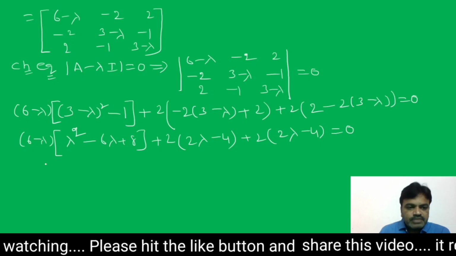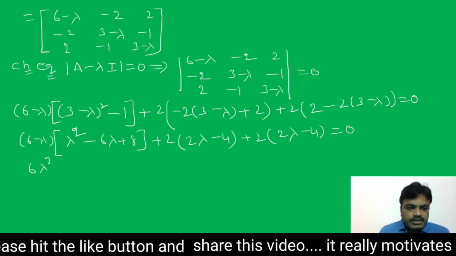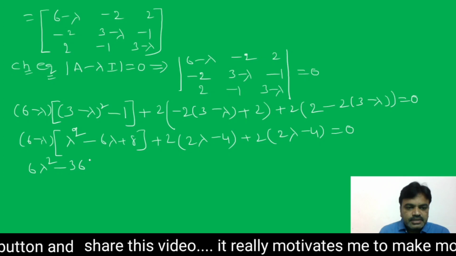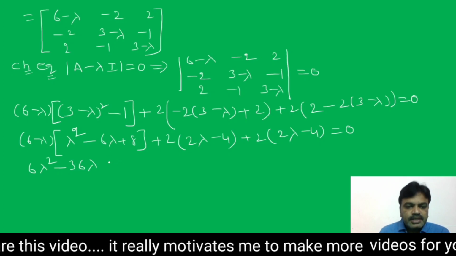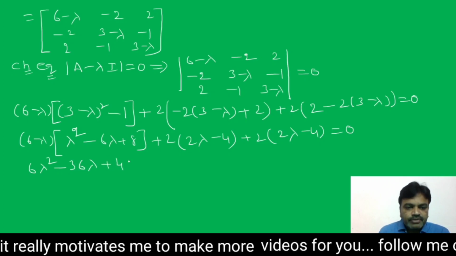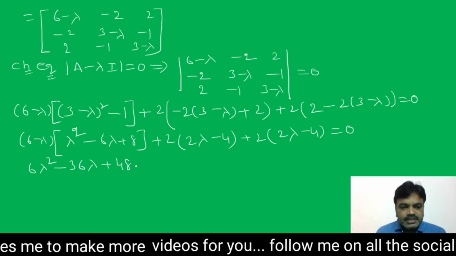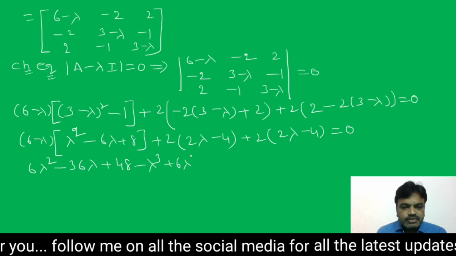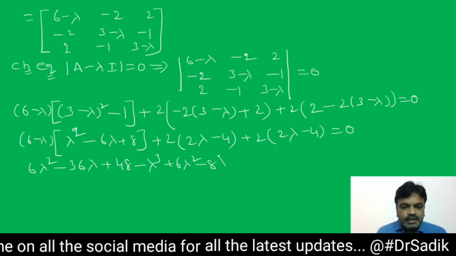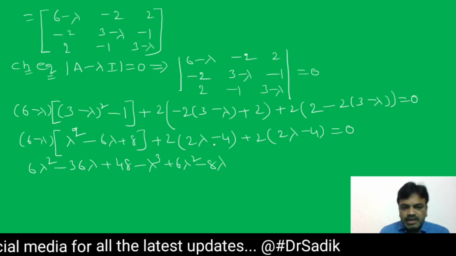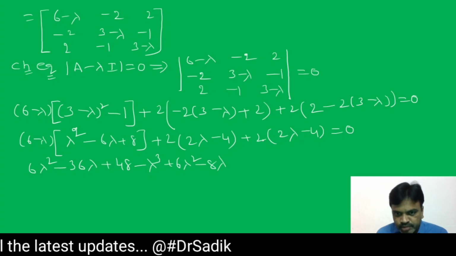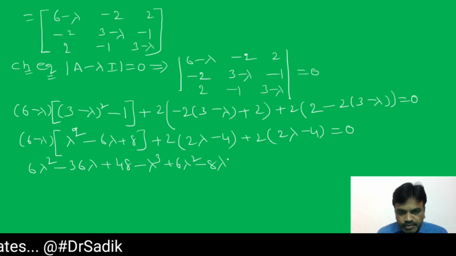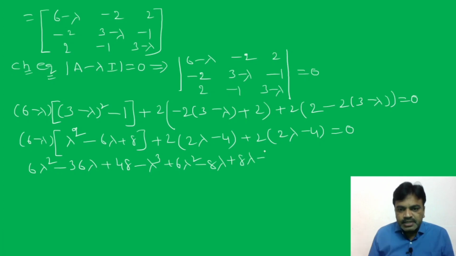Now, multiply with 6, friends. Here we get 6 lambda square minus 36 lambda, 6 8s are 48. Multiply with minus lambda, so we get minus lambda cube, minus into minus plus 6 lambda square minus 8 lambda. See here friends, 2 lambda minus 4, 2 lambda minus 4. These two terms are same. So 2 plus 2, 4. So multiply with 4, friends. 4 2s are 8 lambda minus 4 4s are 16. That is equal to 0.